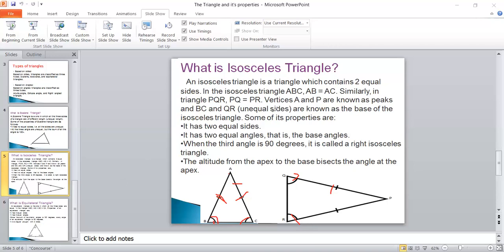Okay, done. Then the next property: when the third angle is 90°, it is called a right isosceles triangle. Okay, I am drawing the figure of this.